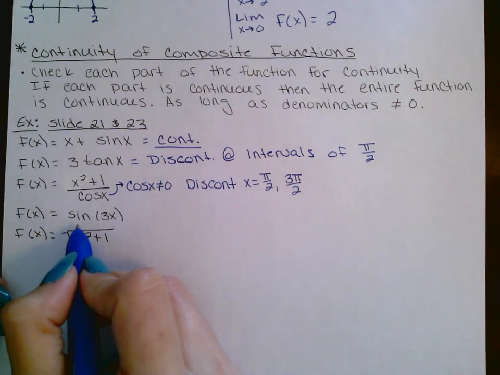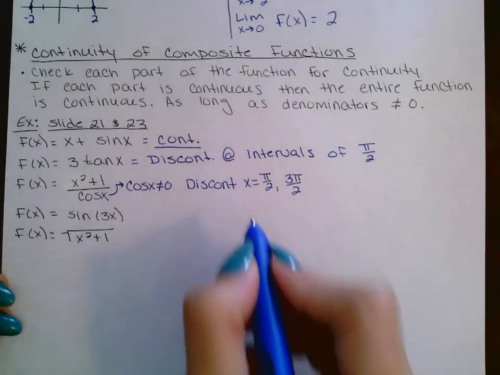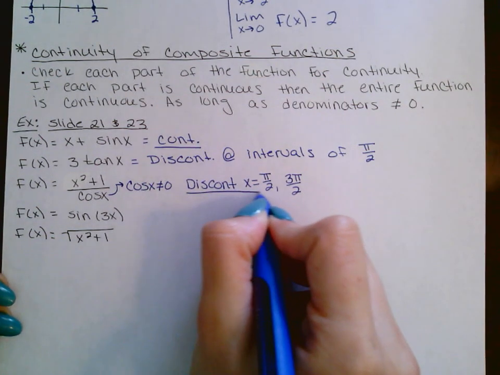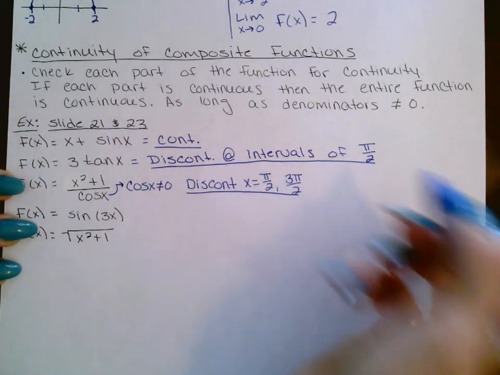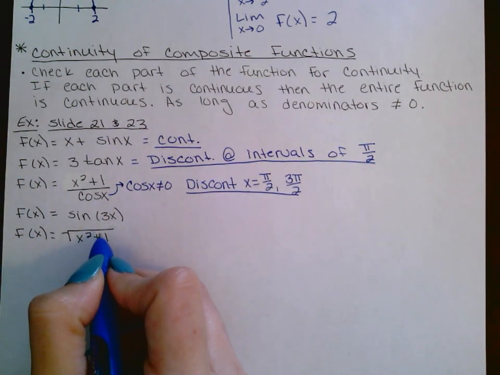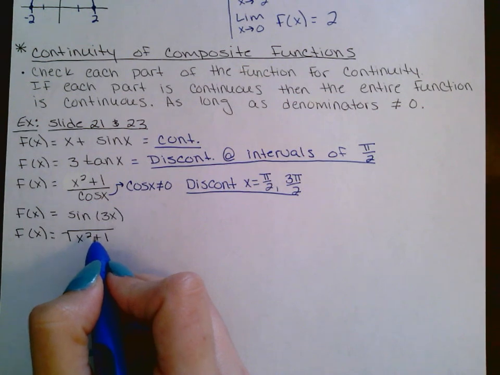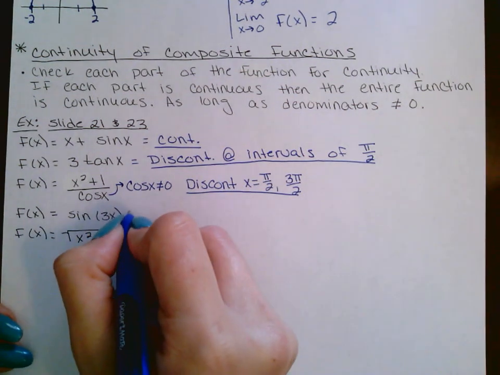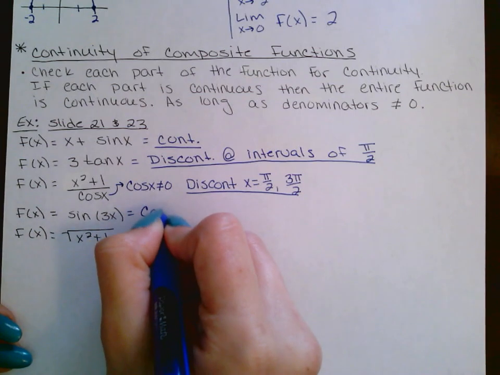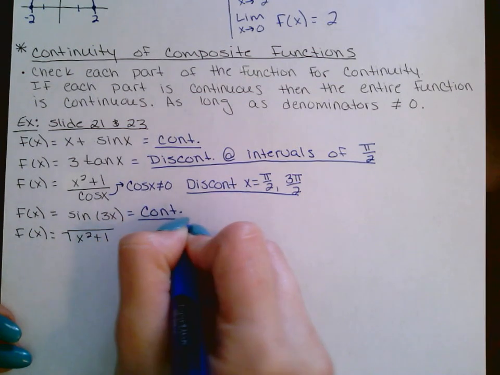Now for my next one, sine goes on forever, has no issues with discontinuity. Let's underline our answers here. The 3 being multiplied to the x is just going to stretch this horizontally. So stretching it won't affect my continuity, so this one is always continuous. This one's good. Okay?